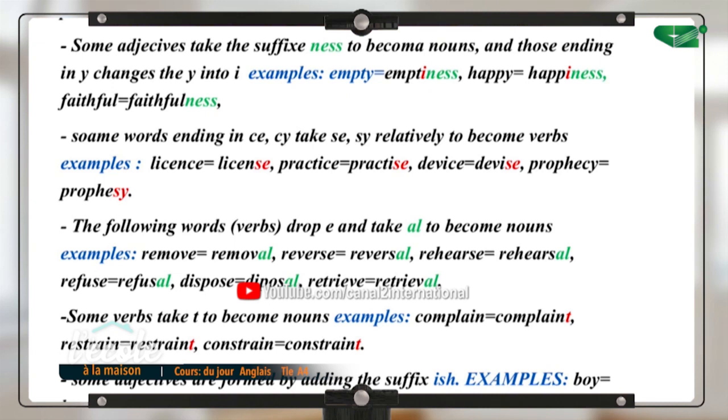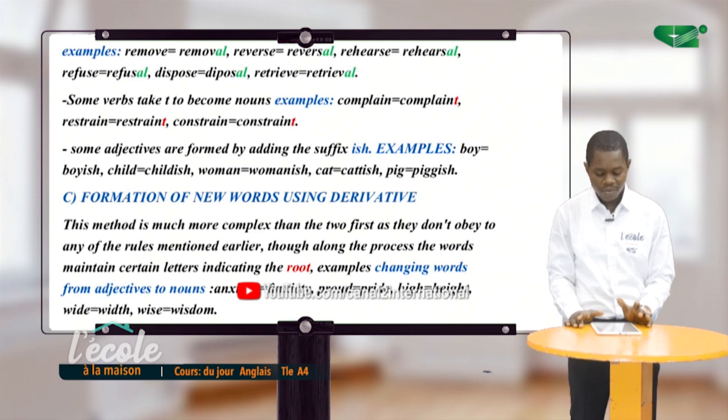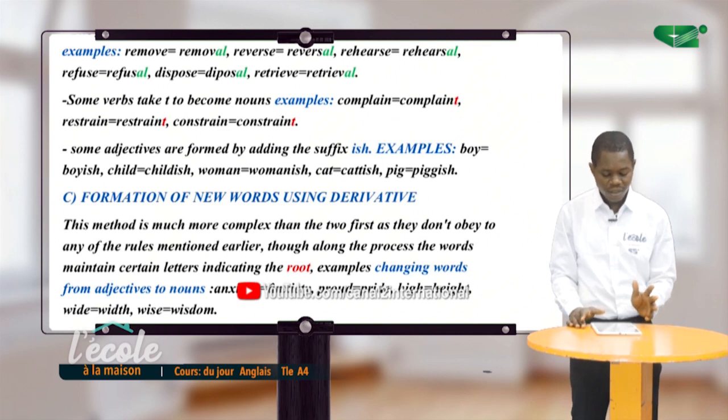Next, reverse, reversal, rehearse. That is repetition, if you like. Rehearse means repetition, if the word seems to be a little bit complicated. Now, rehearse, rehearsal, refuse, refusal, dispose, disposal, retrieve, retrieval.